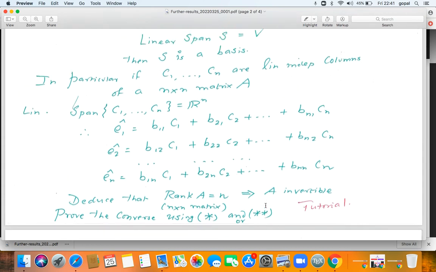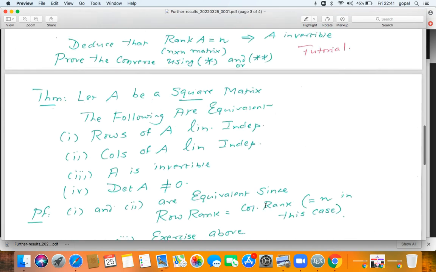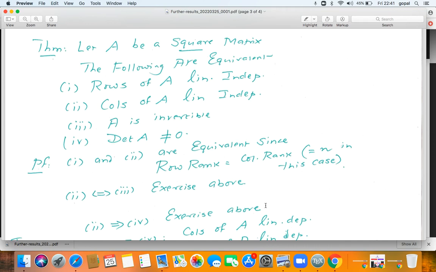Conversely, if A is invertible, then the columns are linearly independent. The same argument can be reversed. And so now we can prove the theorem. Let A be a square matrix. Then the following conditions are equivalent: rows of A are linearly independent, columns of A are linearly independent, A is invertible, and determinant of A is not zero. 1 and 2 are equivalent because row rank equals column rank, and here both numbers are n. So the equivalence of 1 and 2 follows from the equality of row rank and column rank. 2 and 3 being equivalent is one of the exercises that we just did.